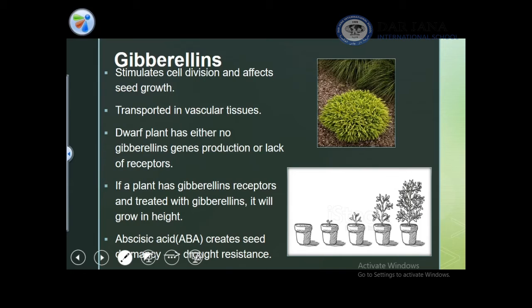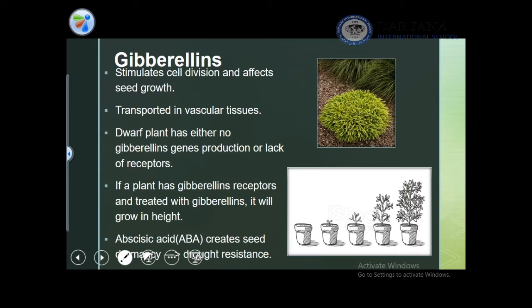What could happen if either gibberellins are not available or the receptors of these hormones are not available on the cell membrane of target cells? If a cell contains the receptors of gibberellin hormones, but it lacks the gene for production of this hormone, for sure we obtain dwarf plants like what is shown here in this image. So we have two reasons for obtaining dwarf plants: either the lack of receptors available on the cell membrane of target cells, or the lack of the gene that could express the formation of gibberellin hormone.